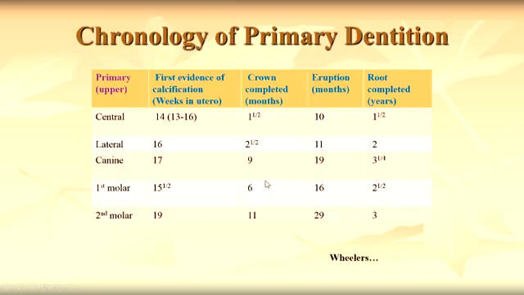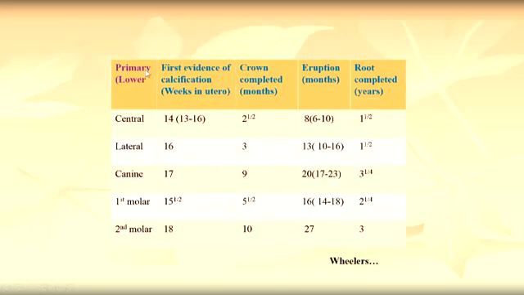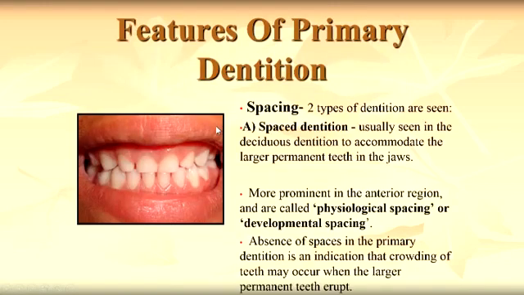Chronology of the primary dentition is listed in this table according to the evidence of calcification, weeks in the uterus, and crown completed months, and eruption months, root completed after years. For the lower, the same calcification features of the primary dentition.